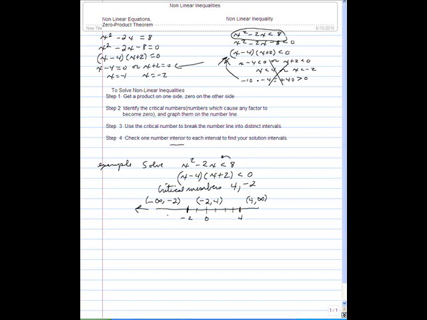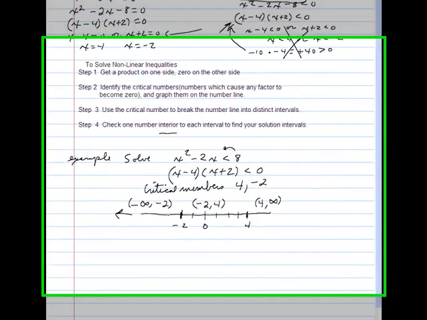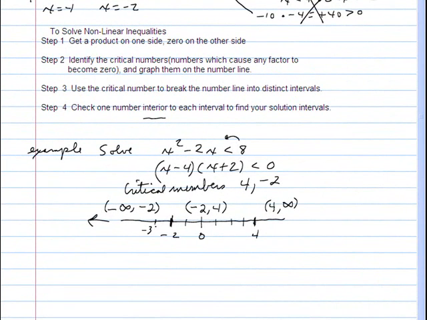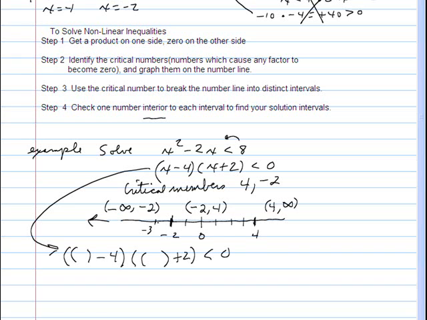I'm just going to grab a number here. One number that's in this interval would be negative 3. And what I'm going to do is take this, write it with empty holes, and if I find a solution interval, then this negative 3 will have to be a solution. And if it is, that's going to tell me that negative infinity to negative 2 is a solution interval.